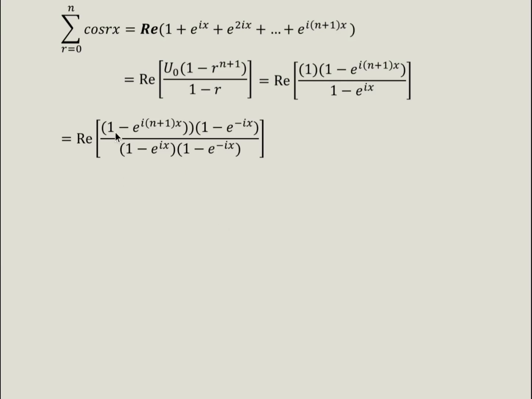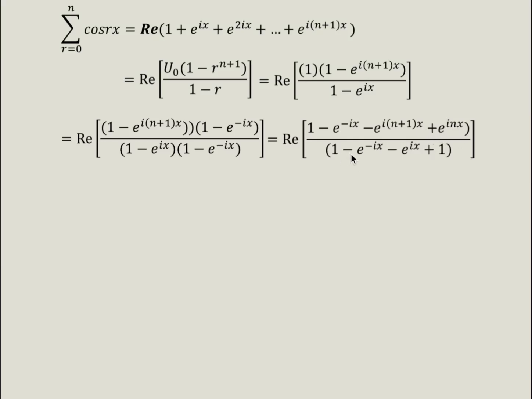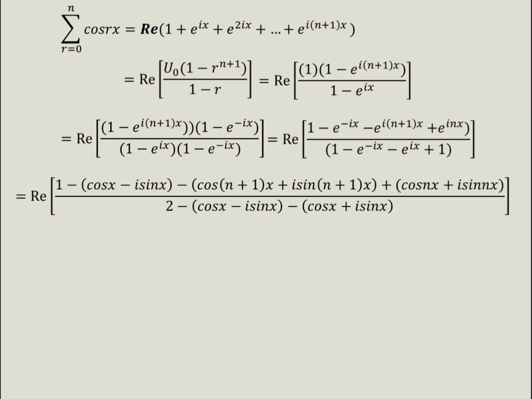From there, we proceed to open the brackets at the numerator and at the denominator, so that we get 1 minus e to the negative ix minus e to the i(n plus 1)x plus e to the inx, all over 1 minus e to the negative ix minus e to the ix plus 1. From this point, we are still emphasizing that it is the real part of this complex number that should give the sum we are seeking, so we convert the exponential parts into their polar form, because it is in the polar form that we can read the real part of the complex number.